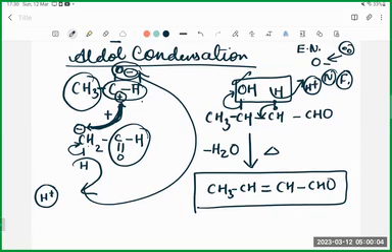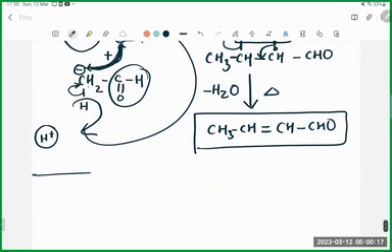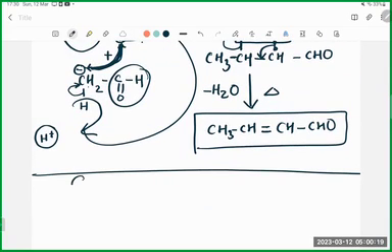Did you understand? Yes, ma'am. Okay. So the same rule will be applicable with ketones also, and the cross aldol condensation also goes in the same order. Cannizzaro reaction is the opposite of the aldol, Hridaya.